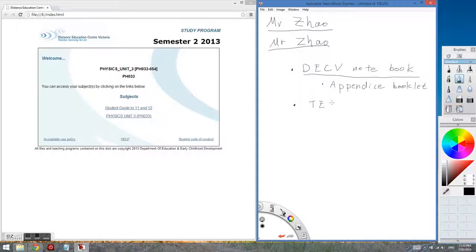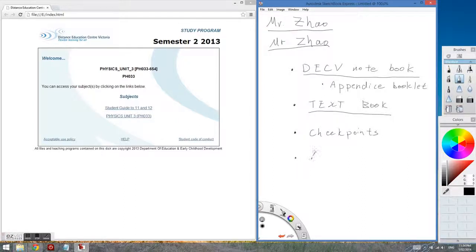The second material you should have is your textbook, the Heinemann Physics 12, third edition enhanced. It's on the book list. You should have them by now. Also, you should have a study guide called Checkpoint, which is also on the book list.